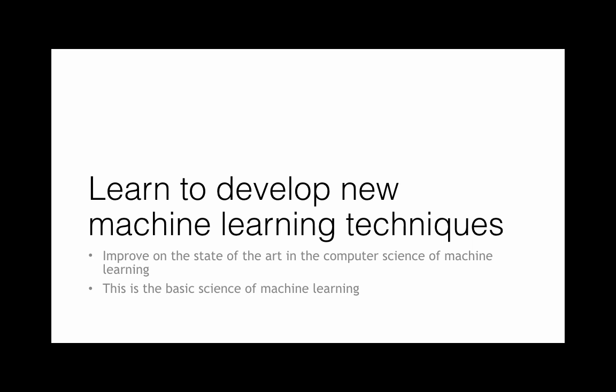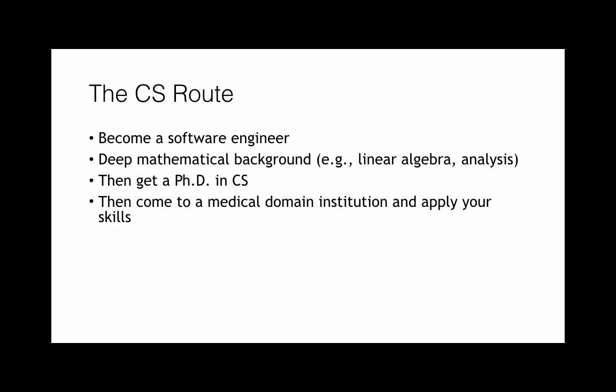And here, people who do work in this area, their goal is to improve on the state of the art of the computer science of doing machine learning. So this is the basic science of machine learning. It's heavily based in computational linear algebra and in computer science. So how do you become an engineer to do this kind of work? Well, first you become a software engineer, and then you get a pretty deep mathematical background, then you go get a PhD in computer science, and then you can come back to a place like Mount Sinai and maybe do some domain institution work in the medical space. But more often than that, you're going to go work for Google or Facebook or someone like that.